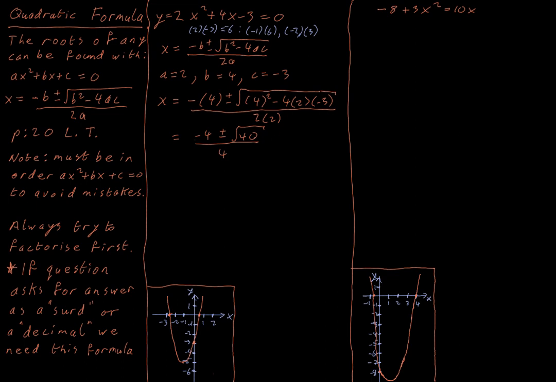Now, just to point out, you can simplify this. 40 can be written as 4 multiplied by 10, and the square root of 4 is 2. So to simplify that down, minus 4 plus or minus 2 root 10 all over 4. It's a common factor of 4 top and bottom, so we could divide that out and we'd end up with minus 2 plus or minus the square root of 10 all over 2.